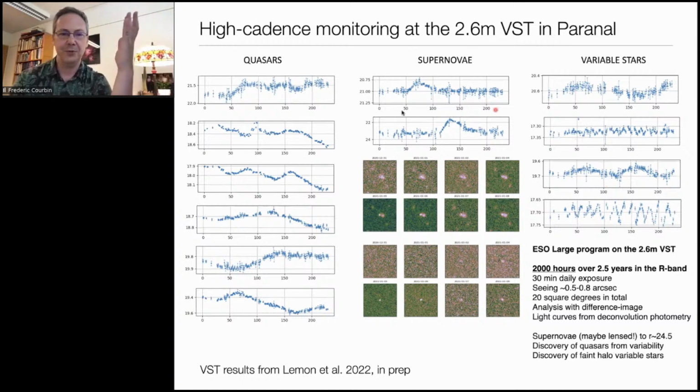But I just wanted to illustrate that in our fields we have a few thousand variable objects in only 20 square degrees, not mentioning transients. So you can imagine what it will be with LSST. More or less with the same depth per epoch, except that LSST will have 8 times fewer points in the light curves than we have here.